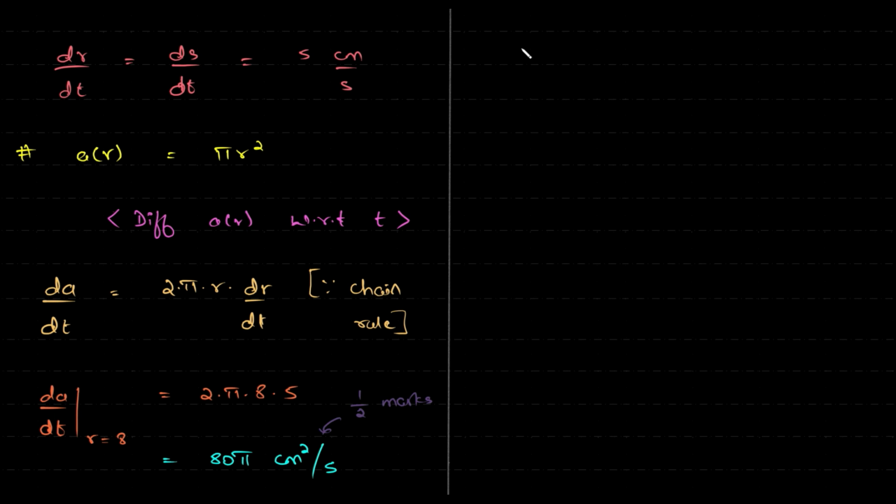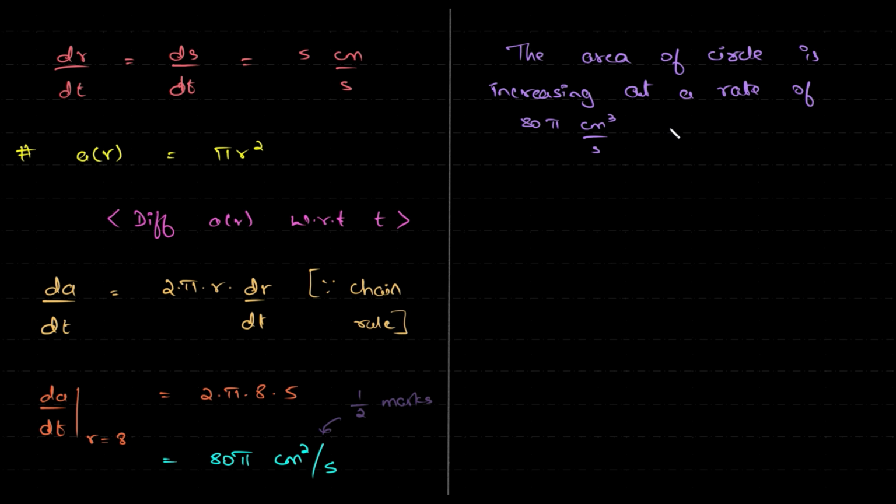So we'll summarize the answer. The area of the circle is increasing at a rate of 80 pi centimeter square per second at r equal to 8 centimeter. And we can underline this.